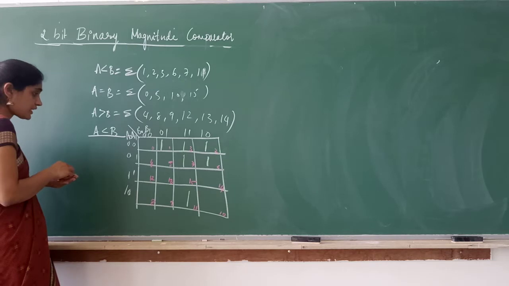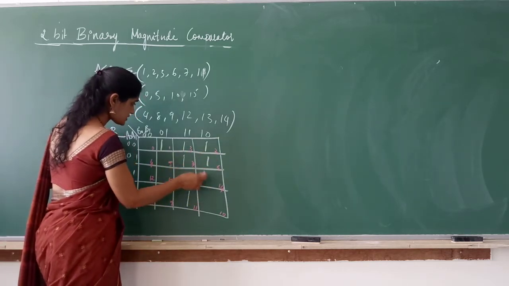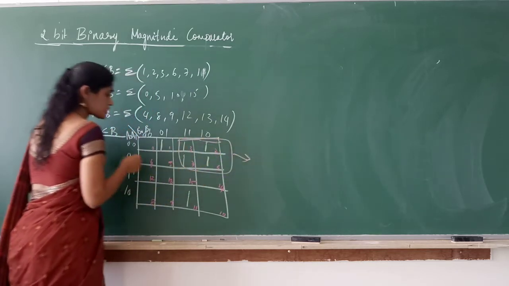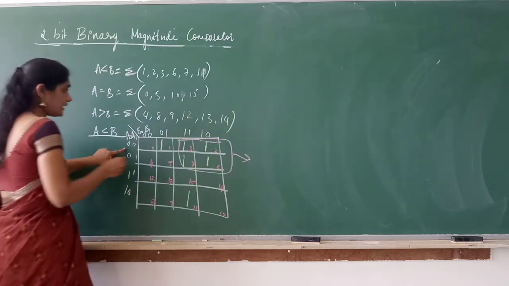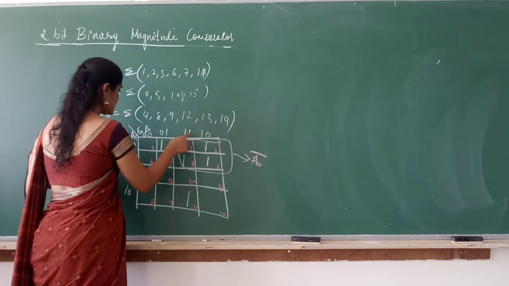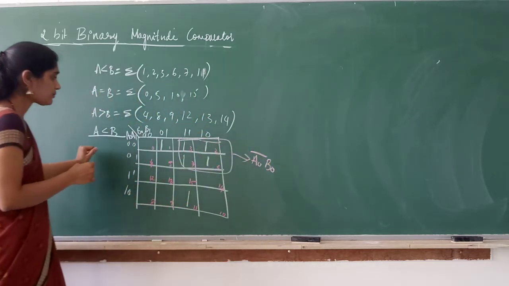So when we simplify it, can we group 2, 3, 7, 6? Yes, 2, 3, 6, 7. So if I group 2, 3, 6, 7, what is the equation I get? A0 bar, A1 cancels, B0. So A0 bar, B0, correct.